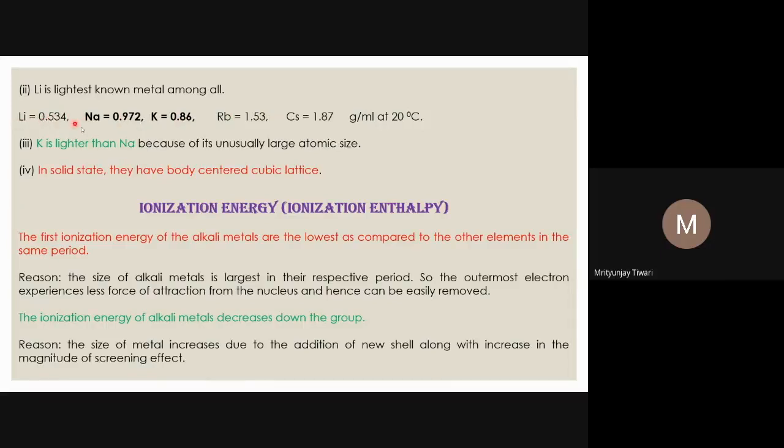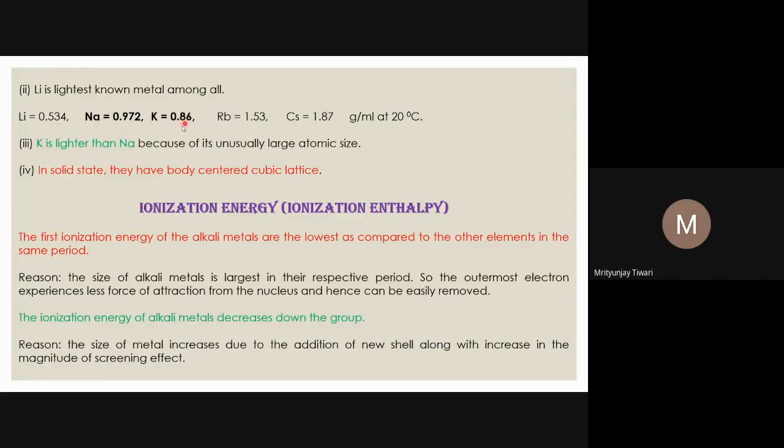So lithium 0.5, sodium 0.972, rubidium 1.53, cesium 1. Here also we see certain changes, but potassium is lighter than sodium. That is because of its unusually large atomic size. This value I'll check whether it is right or not, and then I'll let you know. Somewhere I have noted it down. I have to check it. I have not paid attention there. So anyway, usually density increases.